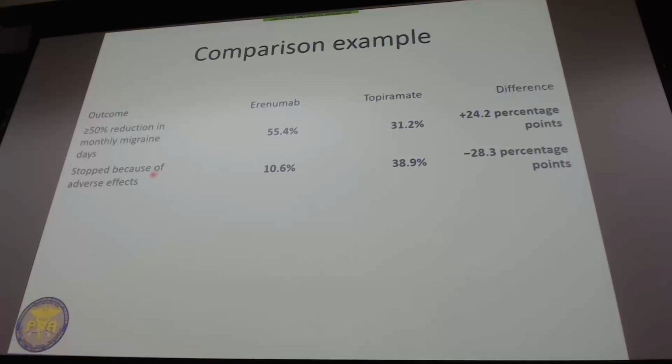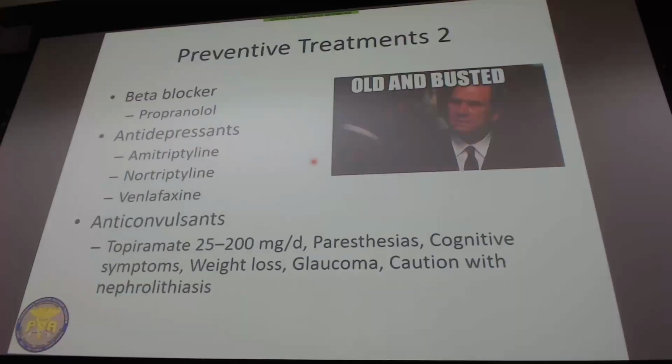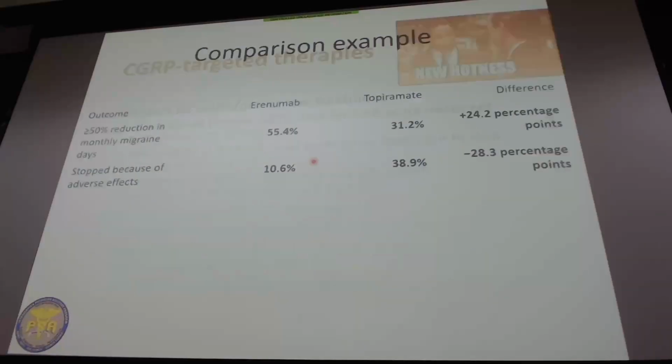But then the amount of people that have to stop it, only about 10% of people are getting off this medication versus topiramate, again, is a coin flip whether or not people tolerate it. That remaining 60% of people, they're having symptoms, they're just putting up with it. So it ends up being, hey, the combination of reduction is slightly better, way better tolerated. That's why we like the new hotness, not the old busted.